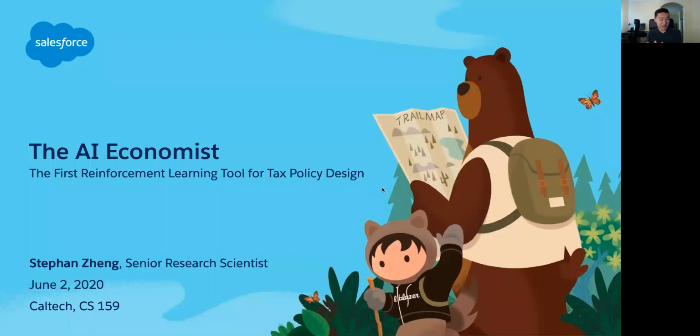Welcome to the last lecture of CS 159, Data-Driven Algorithm Design. Today, it is a great treat to have Stephan Zheng to give the presentation. Stephan is a senior research scientist at Salesforce AI. Fun fact, he did his PhD right here at Caltech, where he was my very first PhD student.